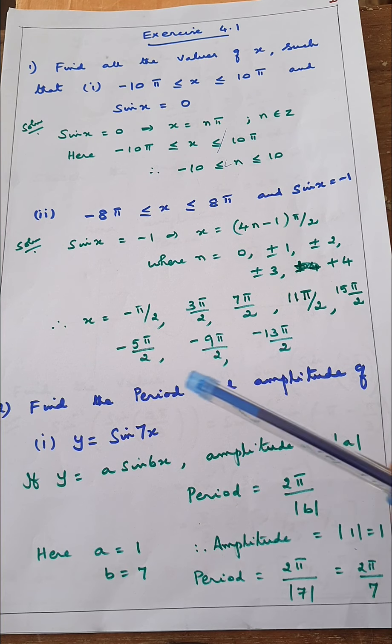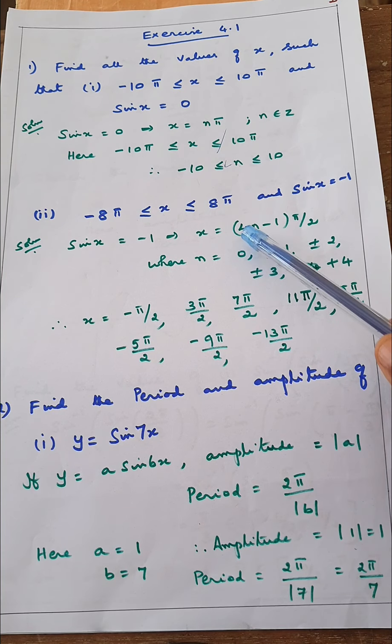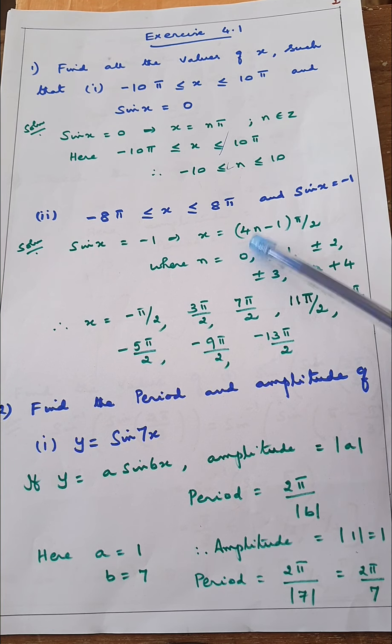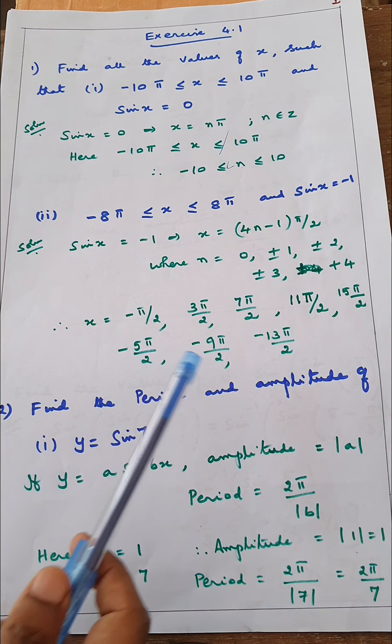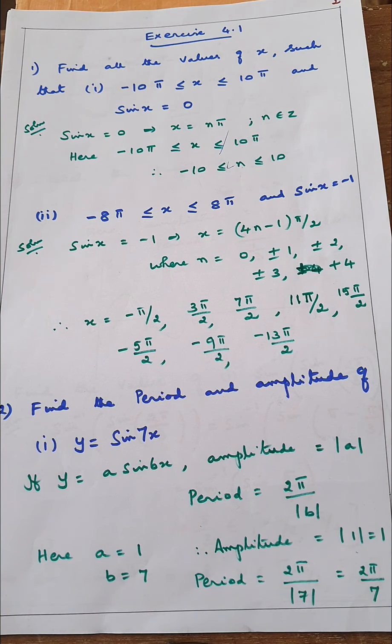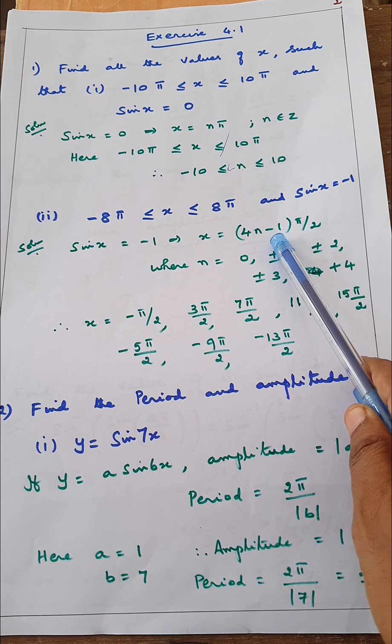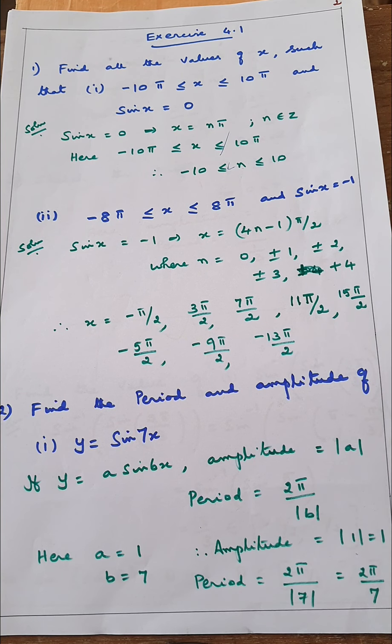Similarly, when you put n is equal to minus 1, you will get 4 into minus 1, minus 4, minus 1. So minus 4 minus 1 will be minus 5. So minus 5 pi by 2. Similarly, minus 9 pi by 2 and minus 13 pi by 2 also you will get. Is it okay? When you put n is equal to minus 2, you will get 4 into minus 2, minus 8. Minus 8 minus 1 will be minus 9. So minus 9 pi by 2. Similarly, when n is equal to the next value minus 3, you will get 4 into minus 3, minus 12. Minus 12 minus 1 will be minus 13 pi by 2. So these are the values of x satisfying these conditions.